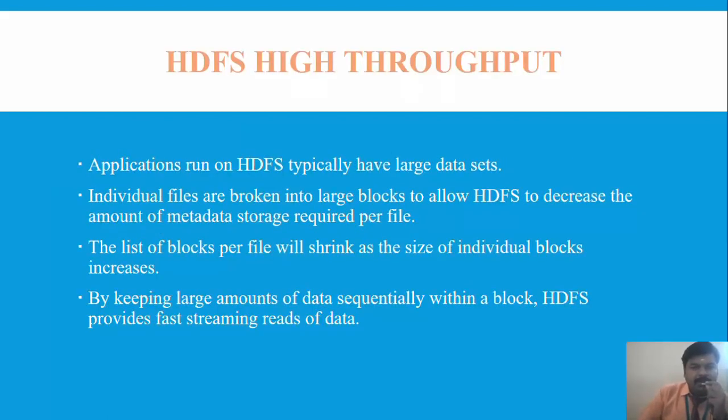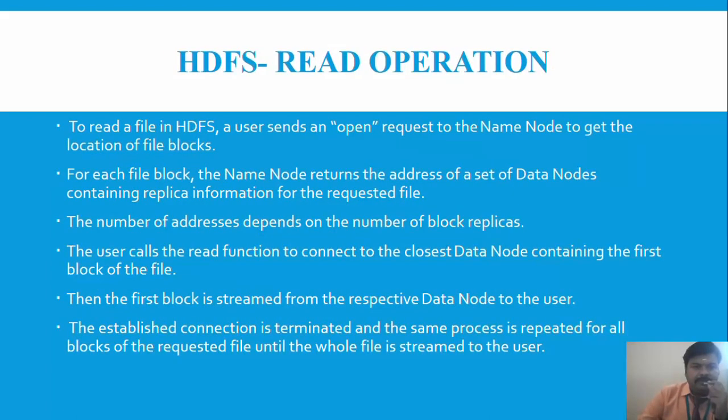HDFS will give a high throughput. Applications run on HDFS typically have large data sets. Individual files are broken down into large blocks to allow HDFS to decrease the amount of metadata storage required per file. The list of blocks per file will shrink as the size of individual blocks increases. By keeping a large amount of data sequentially within a block, HDFS provides fast streaming reads of data.